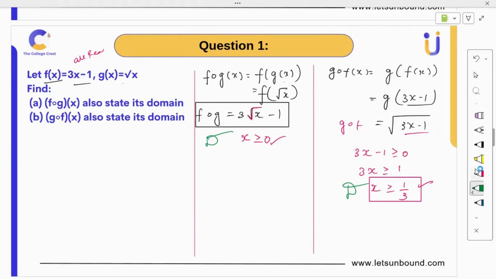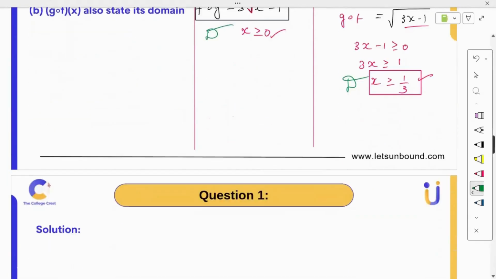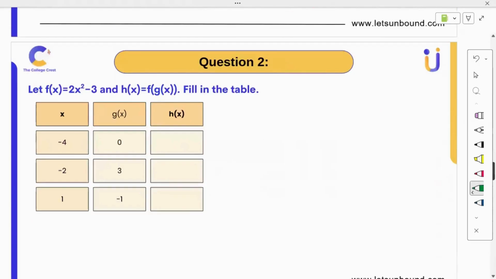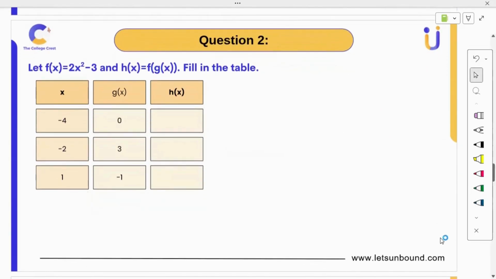Right. Now moving to question number 2. Let f of x be 2x squared minus 3 and h of x is f composition g of x. Fill in the table. So h of x is f of g of x. We know g of x, but what is f of x? It's not in the table, but still we can solve. f of x is given here, but not in the table of values.